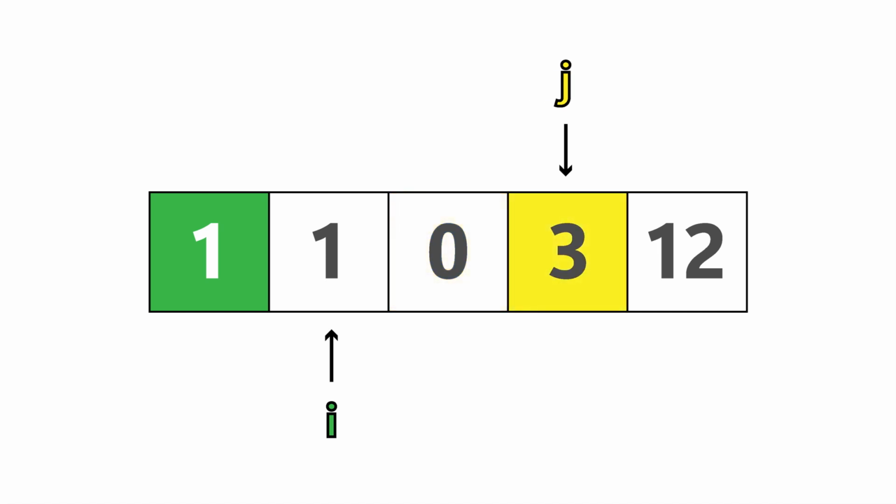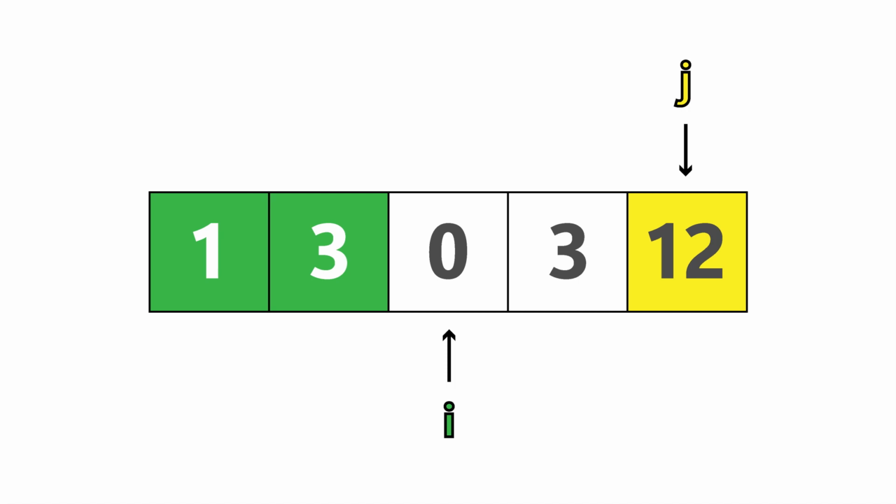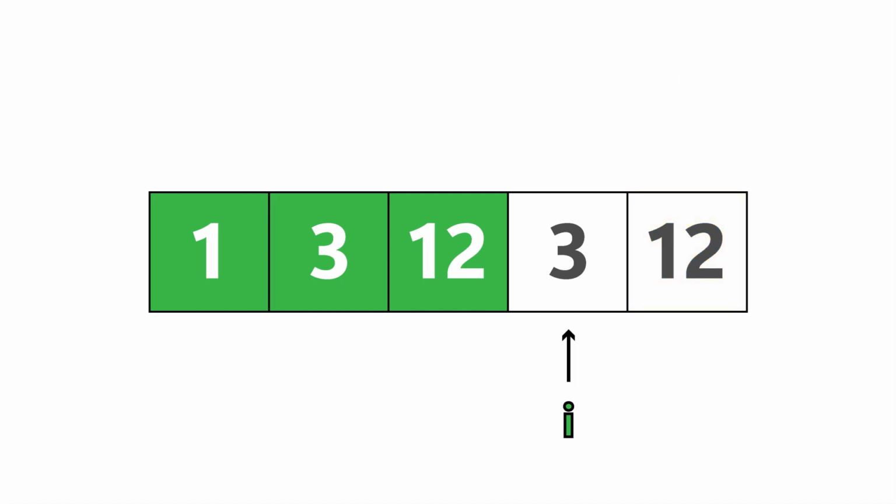Now, 3 is non-zero. Therefore, we will assign it to the i pointer, and increment the i pointer. 12 is also non-zero. Therefore we will assign it to the i pointer, and increment the i pointer. Now, we can assign all the remaining elements, starting from the i pointer, to 0. This is the final result.